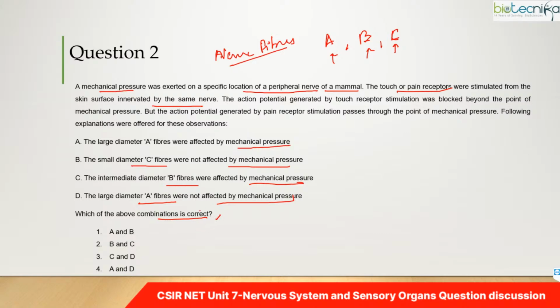I'll give you all some time because you need to read thoroughly and try to answer. If you all know the characteristic, it will be easy to solve. If you have studied about the nerve fibers A, B, and C.